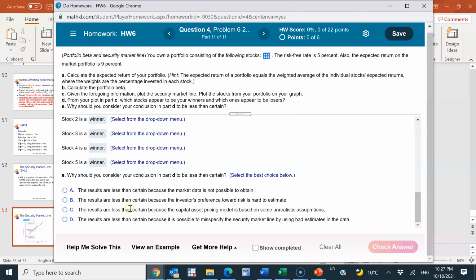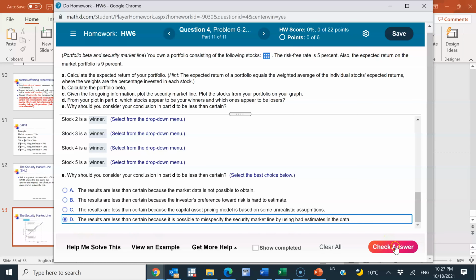C, the results are less than certain because the capital asset pricing model is based on some unrealistic assumptions. This is also not true, because even though the capital asset pricing model is indeed based on some unrealistic assumptions, that has nothing to do with the situation here. So we have ruled out all the other 3, which means the only possible correct answer should be D. But let's confirm that's the case. The results are less than certain because it is possible to misspecify the security market line by using bad estimates in the data. That's exactly what we have analyzed. So D should be the correct answer.